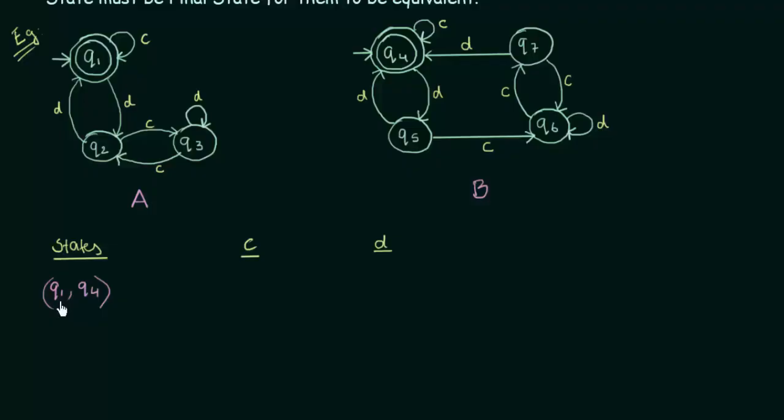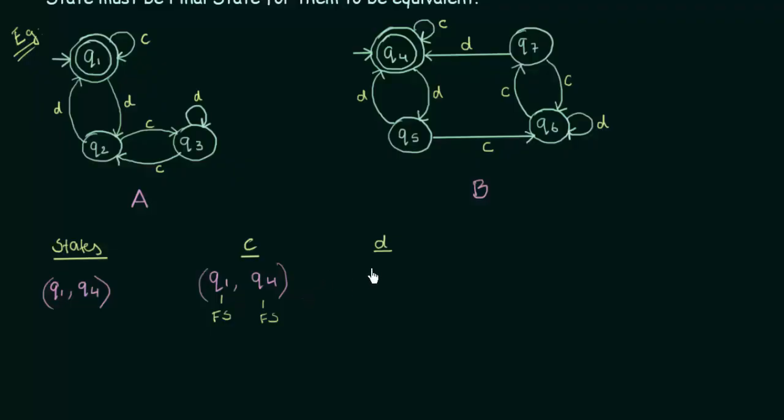So let's see, Q1 on input C. Q1 on input C goes to Q1 itself, and Q4 on input C goes to Q4 itself. So here we get a pair of states Q1, Q4, and check if Q1 and Q4 are final states or intermediate states. So we see that Q1 is a final state and Q4 is also a final state. Let me write FS to represent a final state. So both of them are final states.